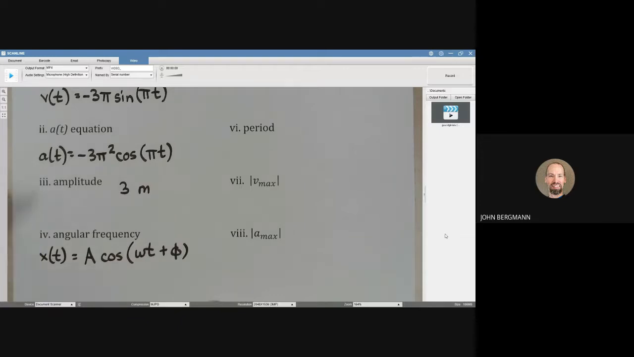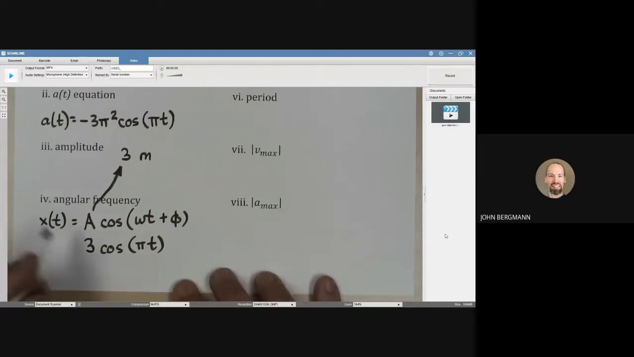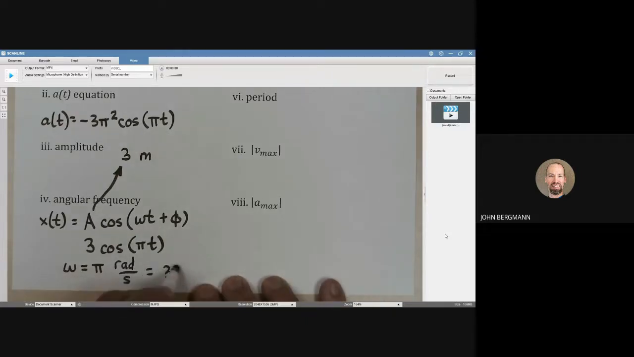That's why we knew that the amplitude was 3 meters, because in the case of our problem, I'll recopy it, it's 3 cosine pi t. That's how we got the amplitude. But what's the angular frequency? The angular frequency is this omega. And we can see that in our case, phi is 0, and so the angular frequency is equal to pi. Now we should put units on there, radians per second. If you want to change that to a decimal, you can. 3.14 is fine. Radians per second, that's okay.